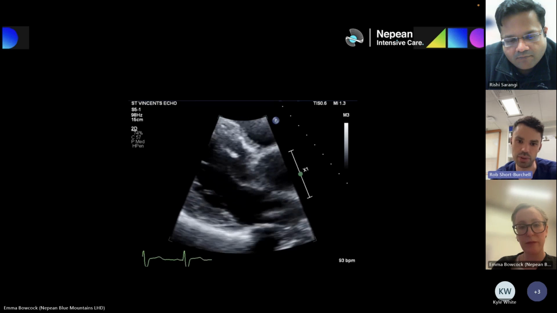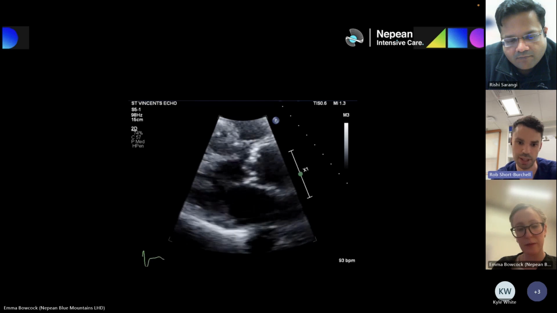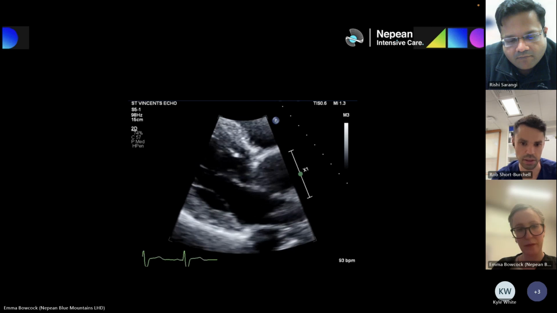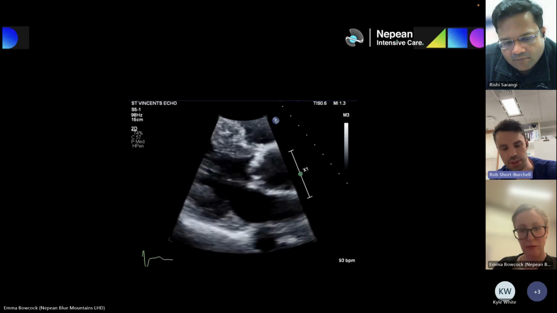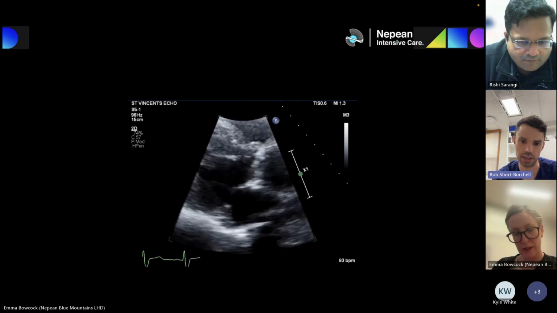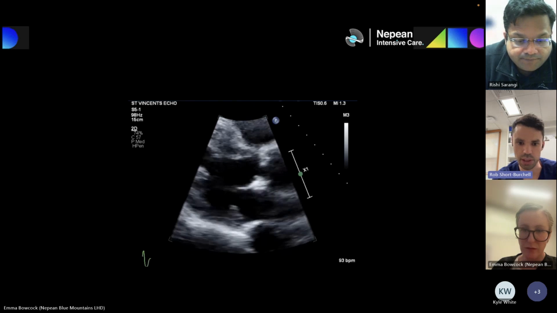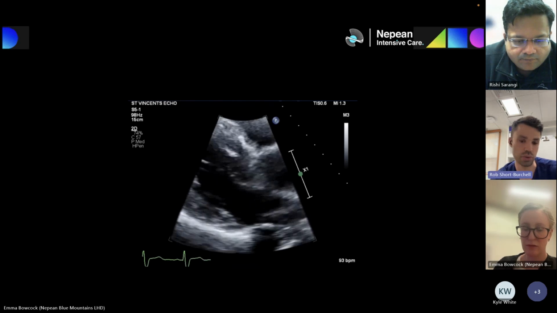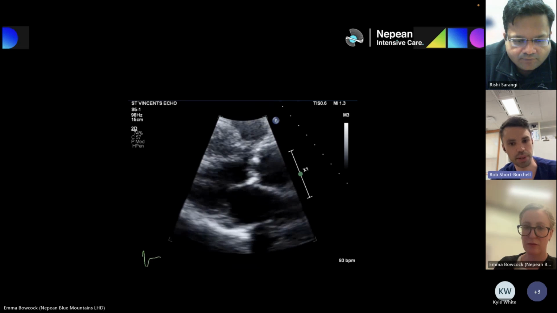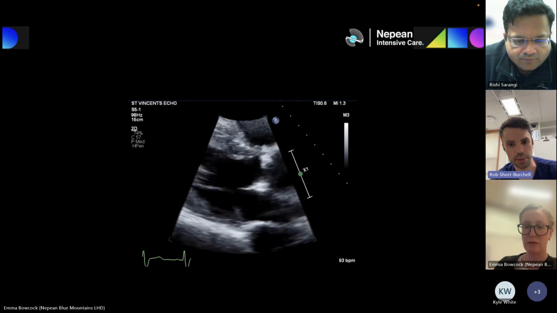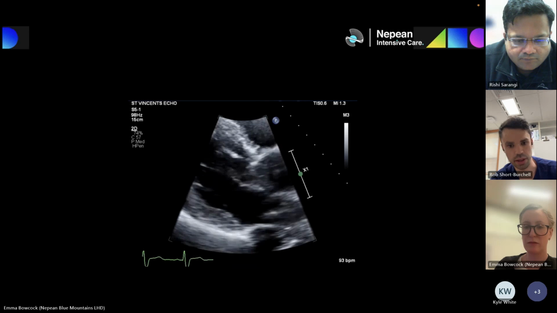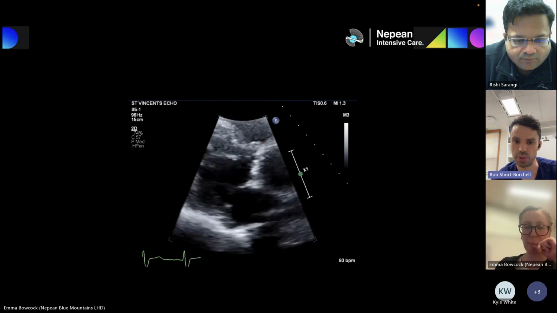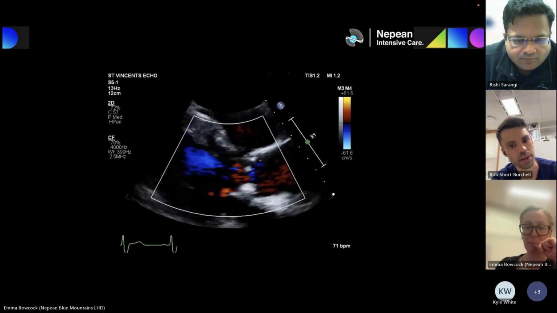So this is a zoomed in view looking at both the aortic valve and mitral valve. Again, the aortic valve is heavily calcified and there appears to be restricted opening. Mitral valve leaflets look like normal morphology. They're opening nicely. I can't see any evidence in this view of any LVOT obstruction or SAM.